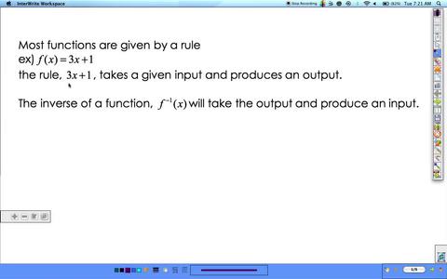Most functions are given by some sort of rule, and you use an input, which is the x, to give you an output. What an inverse function does is it switches that and takes the output and returns your original input. Let me show you what I mean by that.